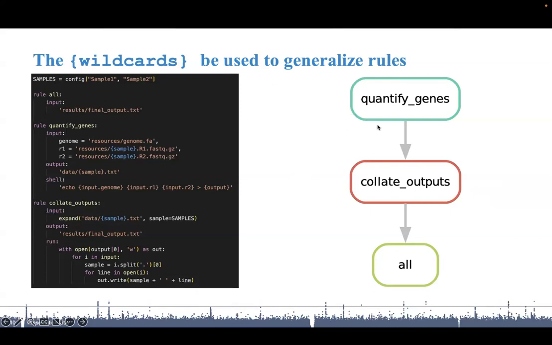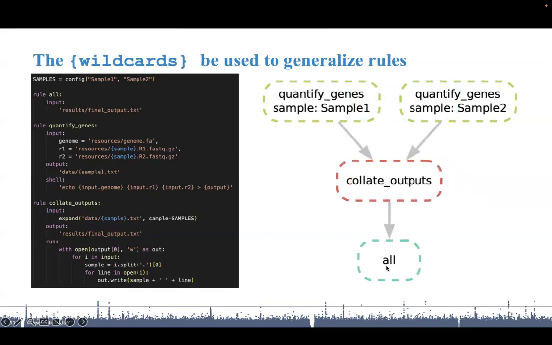So on the right here, we have a DAG showing what our workflow looks like. We have our first rule, quantify genes, which flows into our collate outputs, that goes into our final rule. And this is called a rule graph. We can now expand this out into a DAG, which shows what's been done across all our different inputs. So we have quantifying genes being run on sample 1 and sample 2, which feeds into collate outputs that goes into our final rule.